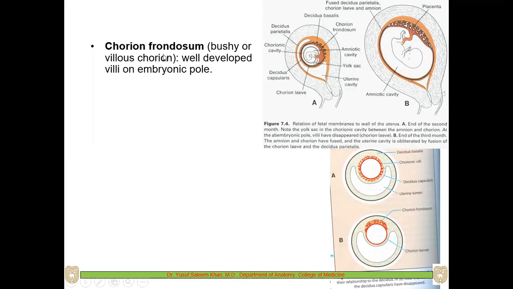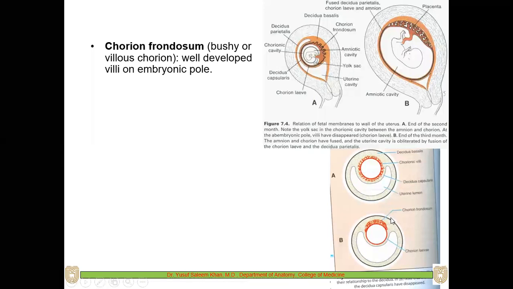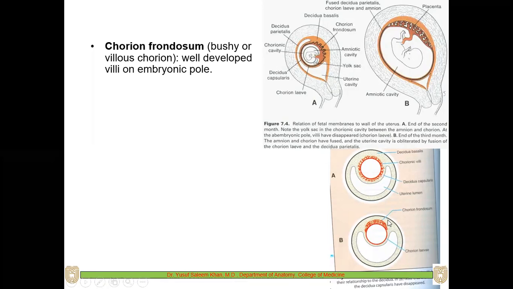Bushy or villous chorion, well-developed villi on the embryonic pole, where the embryo is. So that part will have a large quantity of villi, which will later form the placenta. Okay, so this is called the chorion frondosum. If you see here, the same villi later develop into the placenta. So the chorion frondosum will form the placenta later.